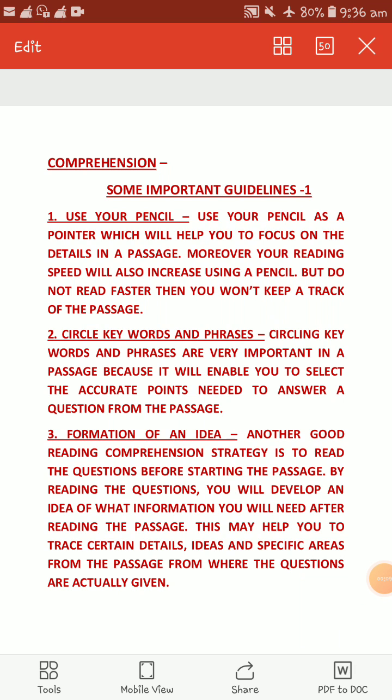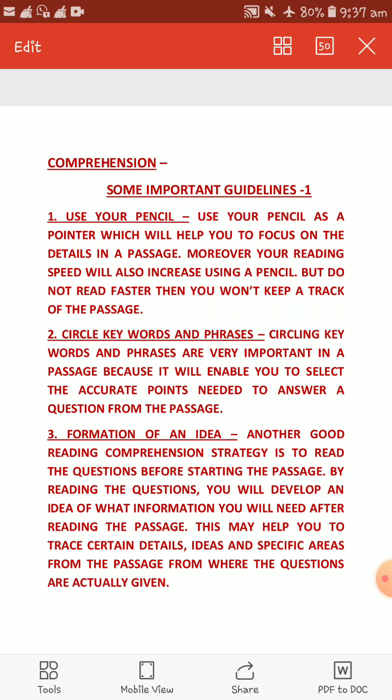In my previous audio presentation, I discussed a few important guidelines, or rather a few important basic pieces of preliminary information that you must remember while you are attempting comprehension unseen passages. Now, I would like to give some more information on how you will plan your strategy while you attempt an unseen comprehension passage.